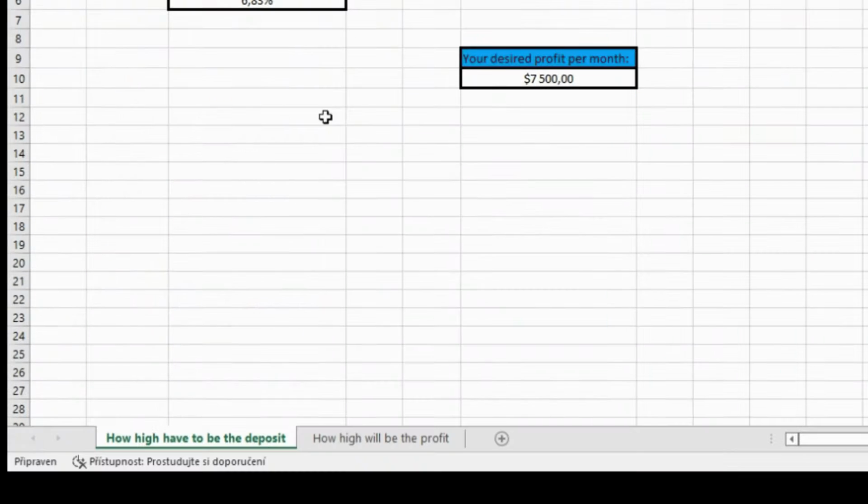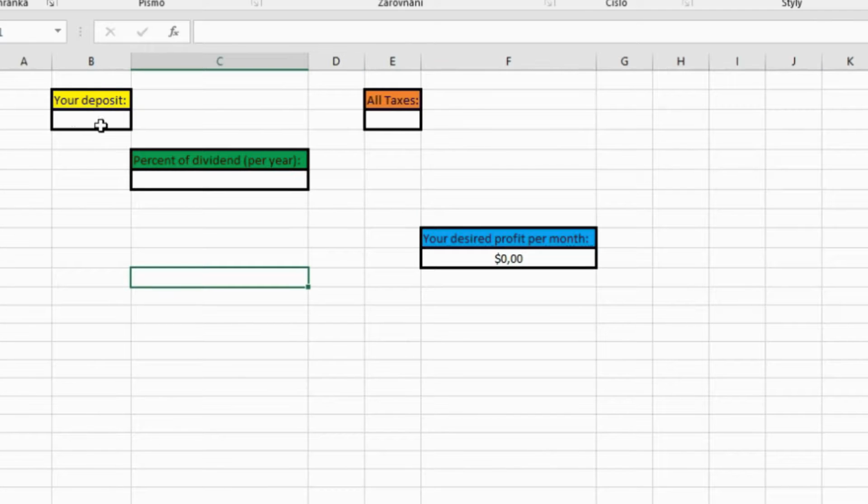If you have some other dividend goal, you can download this table for free on my website and calculate your own dividend goal. Now, let's look at the second Excel sheet and try one example. This table will calculate your monthly profit from dividends. You have to only write your dividend yield, then percent of taxes, and most important is to write your deposit.